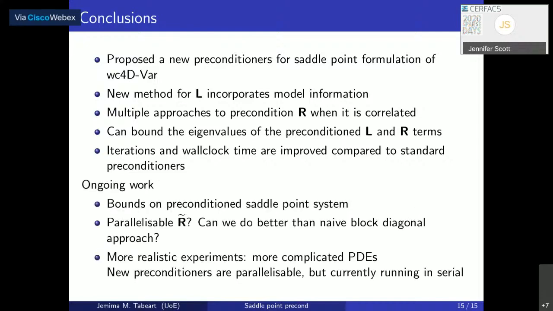Moving forward, we've got some bounds on the preconditioned saddle point system as a whole, but they're quite pessimistic, so we'd like to improve those. One thing I mentioned in my abstract that I haven't talked about is parallelizable approximations to R. So we had that naive block approach, but it wasn't very good. So can we do better there? And the experiments I presented today were quite small and for quite a simple problem. So can we do something more realistic and show that our method is competitive? Again, our new preconditioners have parallelizable aspects in them, but currently all the experiments are in serial. So that's probably something we should think about there. So that's the end of the talk, and I'm happy to take any questions.